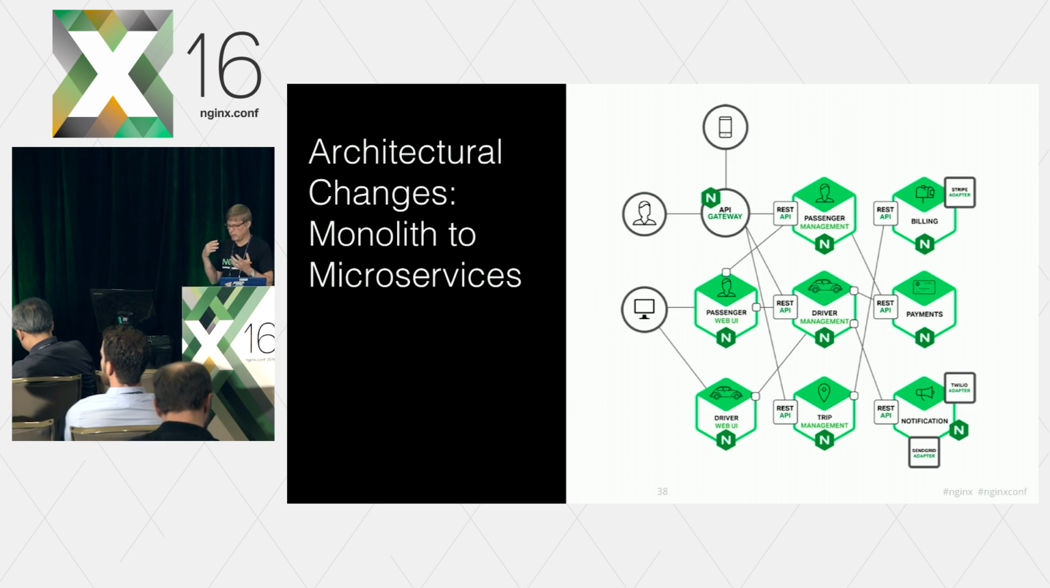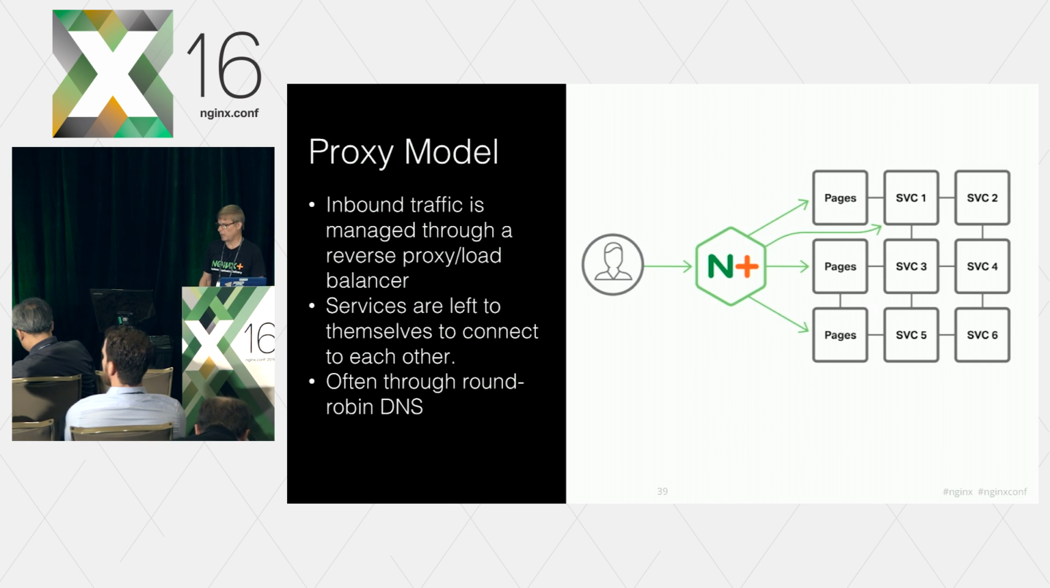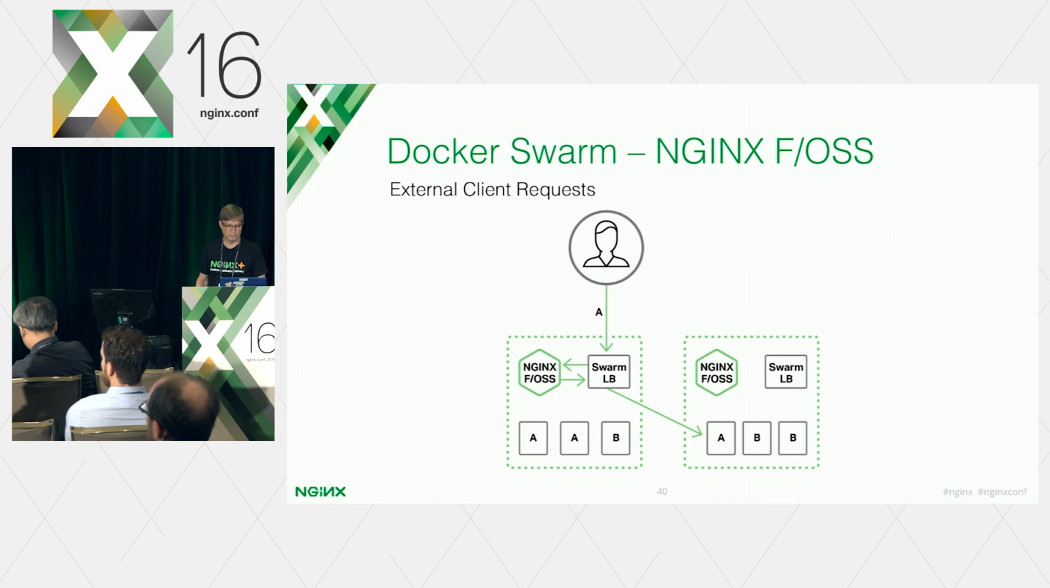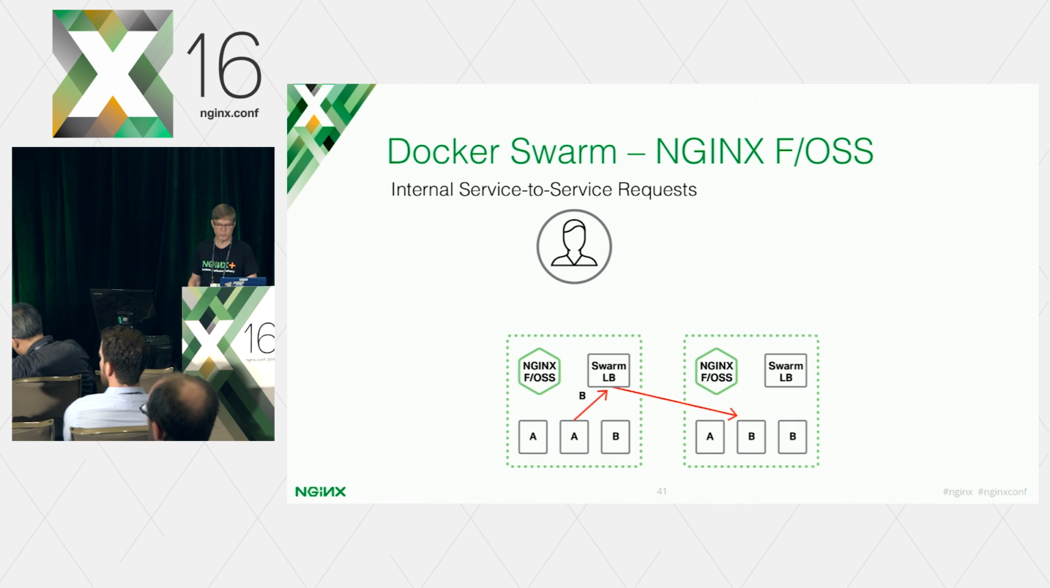When you go from a monolith to a microservice environment, you're moving to a bunch of distributed independent services that can all be scaled separately, and so load balancing becomes a much bigger deal. The proxy model is the simplest one, where you have NGINX or NGINX Plus sitting on the edge, taking the incoming traffic and load balancing to the back ends, but it's not worried about service-to-service communication. That's what I did with my initial demo with NGINX open source. Even though the Swarm was in front, Swarm was handling all the internal requests. So that was an example of the proxy model.